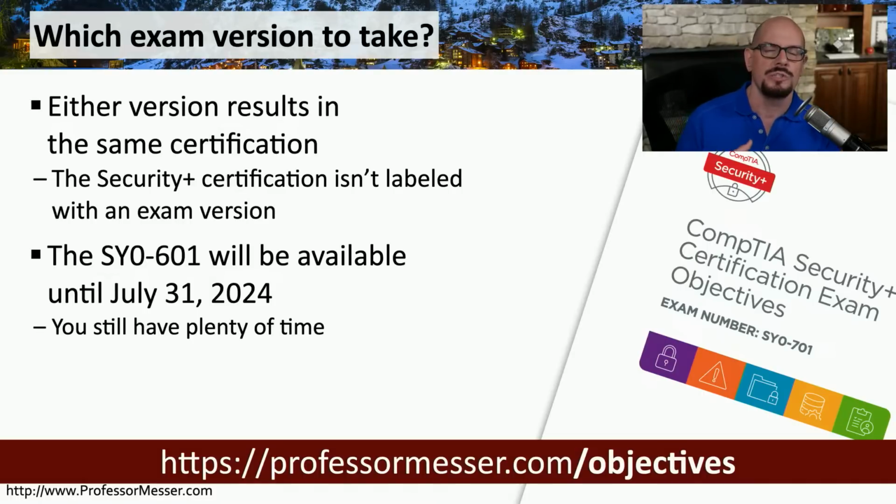Now, if you're just getting started and you want to pick one now that you're getting started, you probably want to go with the 701, because you don't have a limit on how long it will take. And as you've already seen, it's a lot smaller. It's 30% smaller than the 601. So you get a few different choices to make.